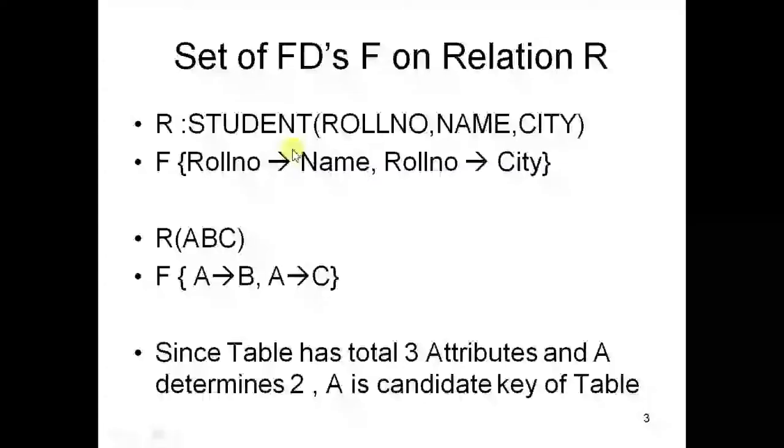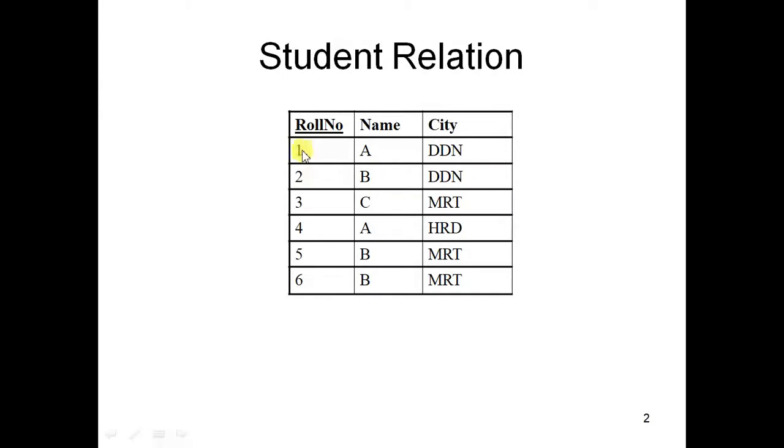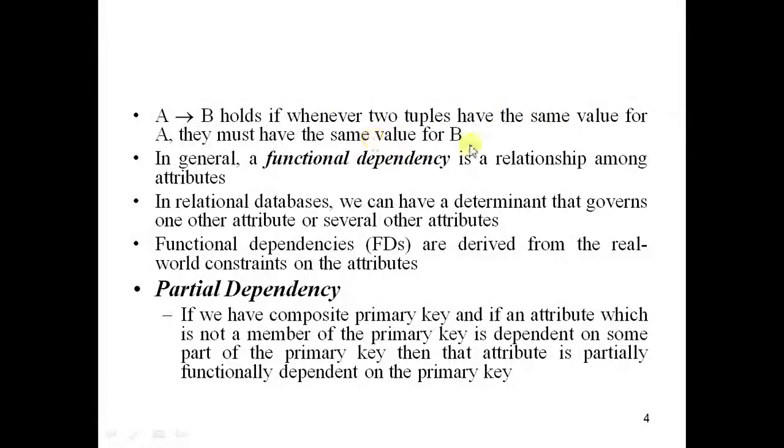Two tuple, what is the meaning of two tuple actually? You will never find two tuples with the same A value and different names, because one will not be repeated. So two tuples will never have the same A value. It will have only one, and therefore this language is used. Okay. So functional dependency is the relationship among attributes.